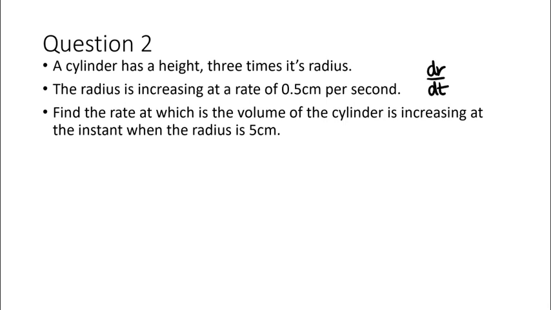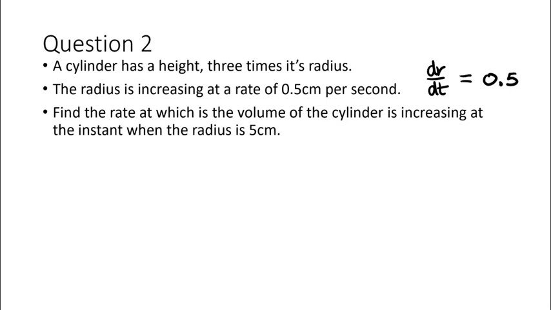Well, this would just be dr by dt, okay? Because it's the rate of change of the radius. So that would be dr by dt as a derivative. The units can also give you a little hint as to how that derivative should be set up. So note that dr by dt is 0.5. And I'm going to find the rate at which the volume of the cylinder is increasing at the instant when the radius is 5 centimeters.